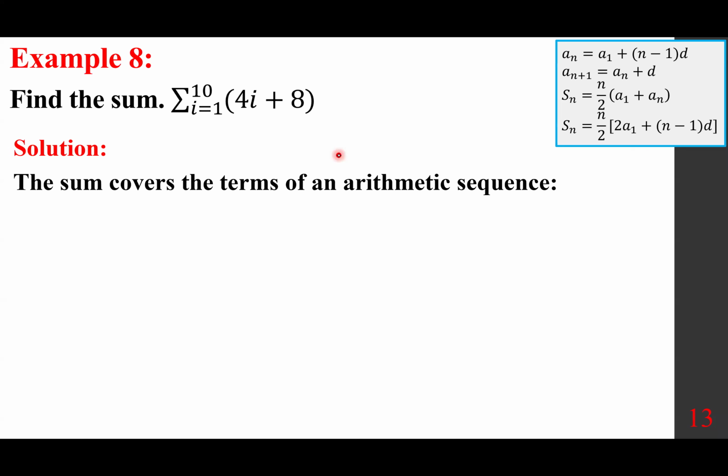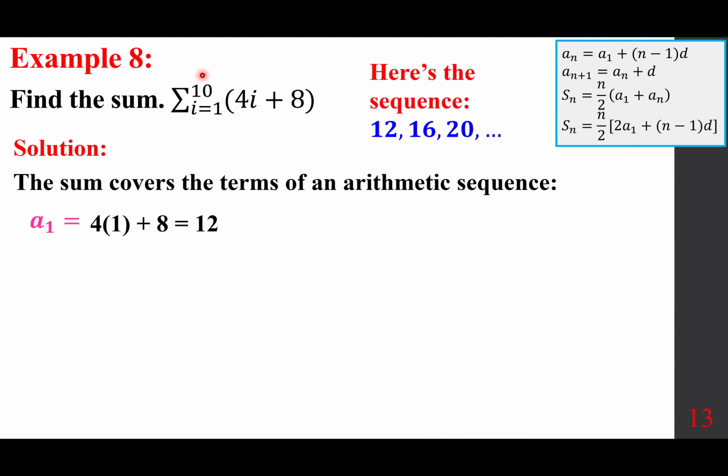But here's the easy way that we notice. The sum covers the terms of an arithmetic sequence. How do we know that? If you look at the first term, replace the I with 1, you get 4 times 1 plus 8. You want to go all the way to 10. So the 10th term, A sub 10, is 4 times 10 plus 8. And notice that if you put 2, you get 12. Put 3, 4 times 3 is 12, and plus 8 is 20. So the sequence is an arithmetic sequence.